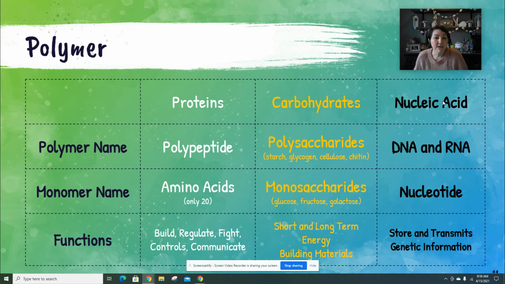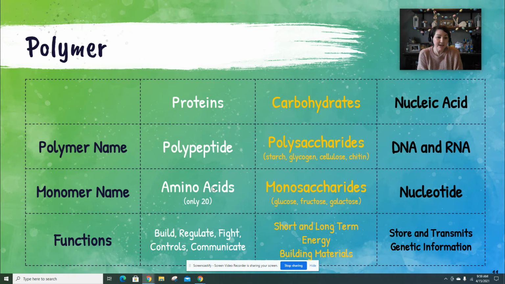The first three, proteins, carbohydrates, and nucleic acids, all are considered polymers, which means they're big molecules, but they're made out of smaller repeating pieces. So we'll look at each of these individually. Proteins are also known as polypeptides, and they're made up of amino acids. So there's only 20 amino acids that make up all of proteins.